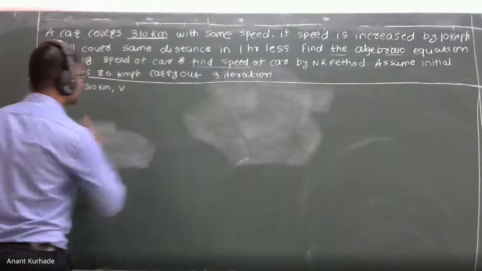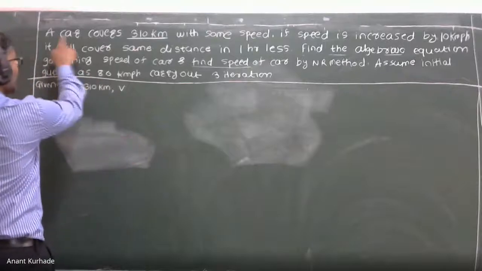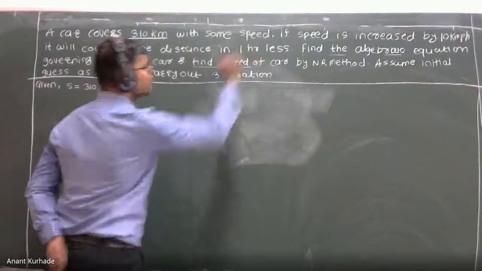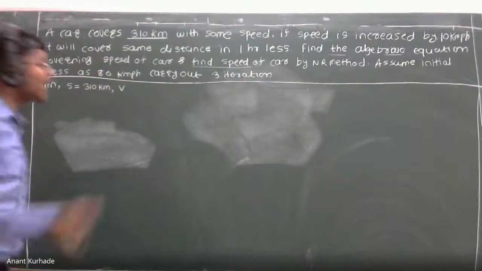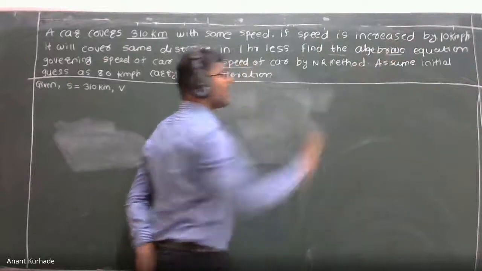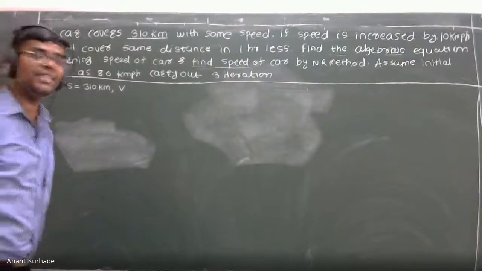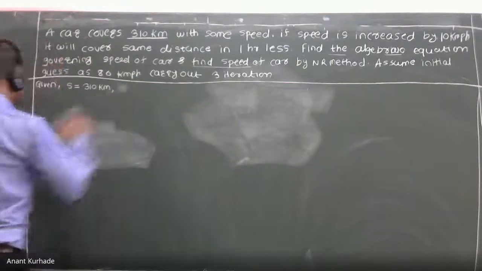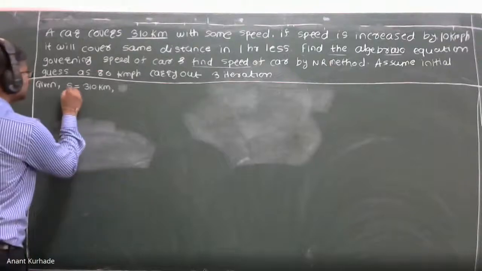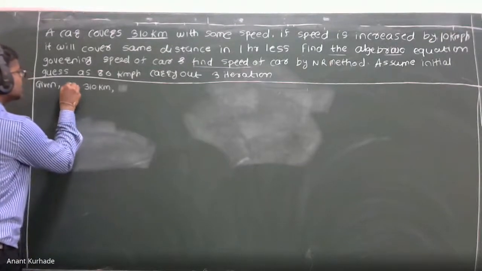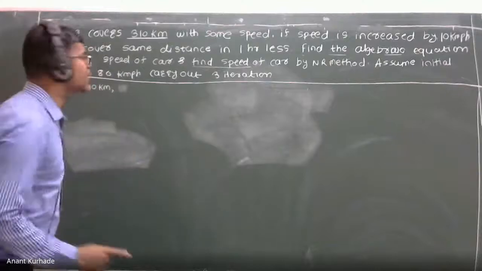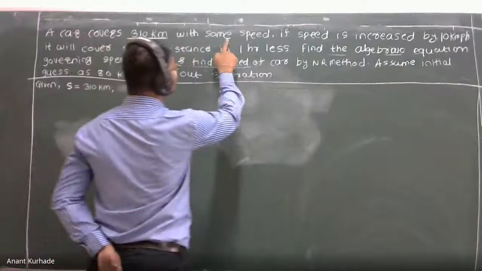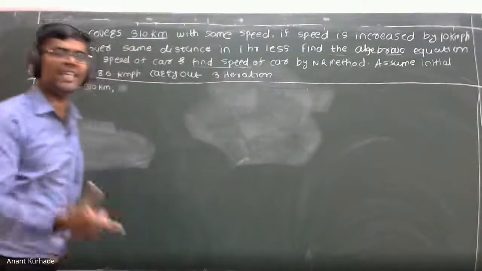Now, a car covers 310 kilometer with some speed, and if speed is increased by 10 kilometers, let's consider there are 2 conditions. First condition, when the car is running with some speed, we don't know, so we can say it is V1.